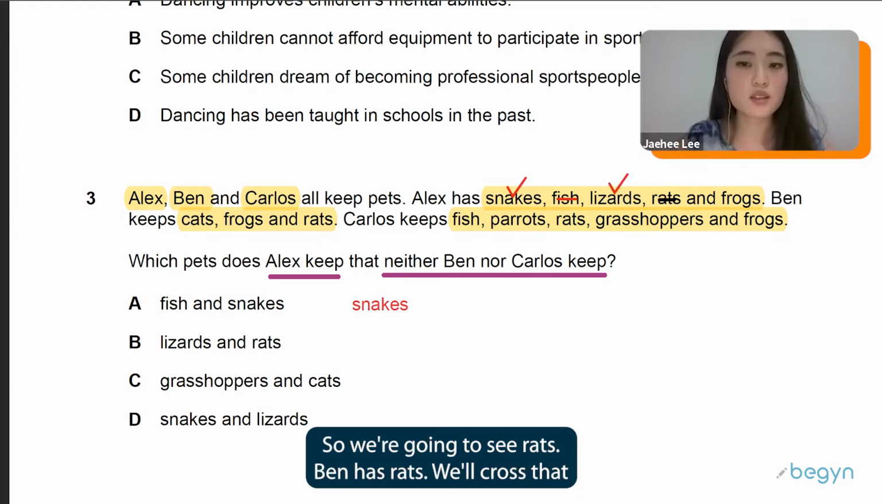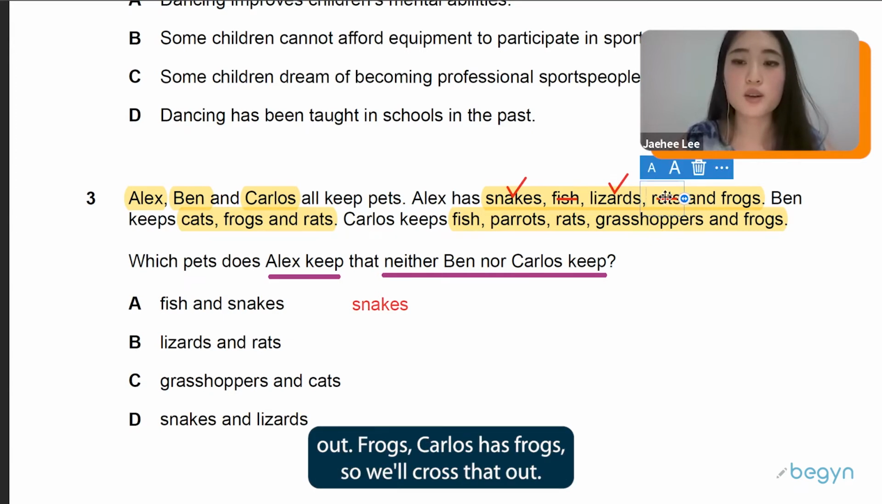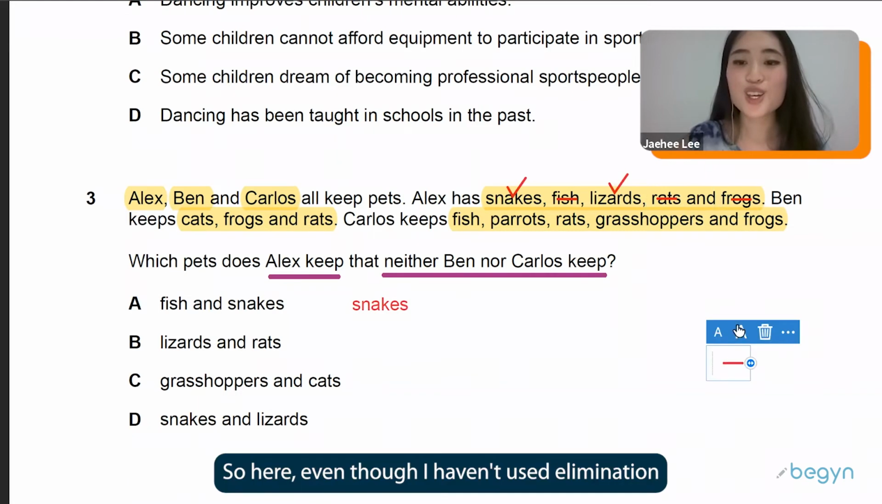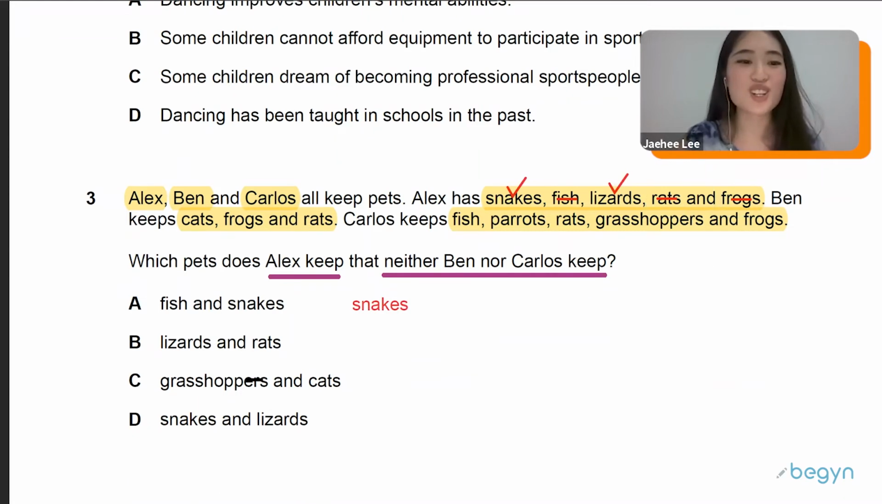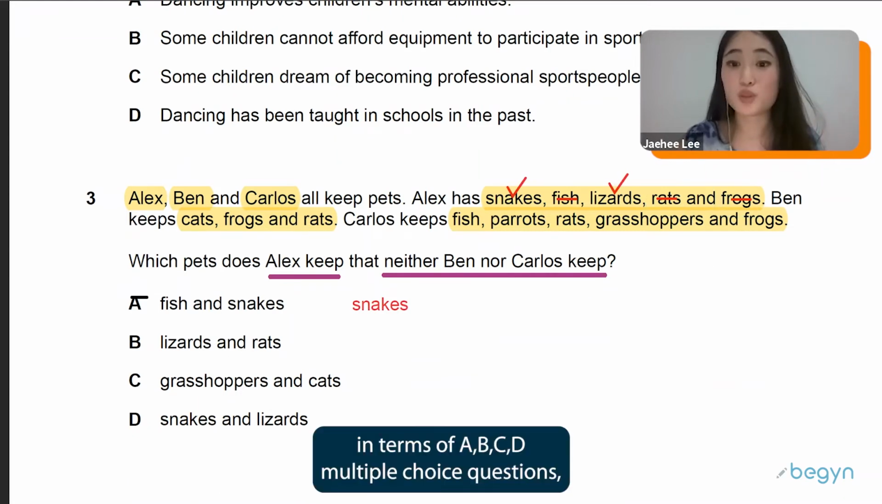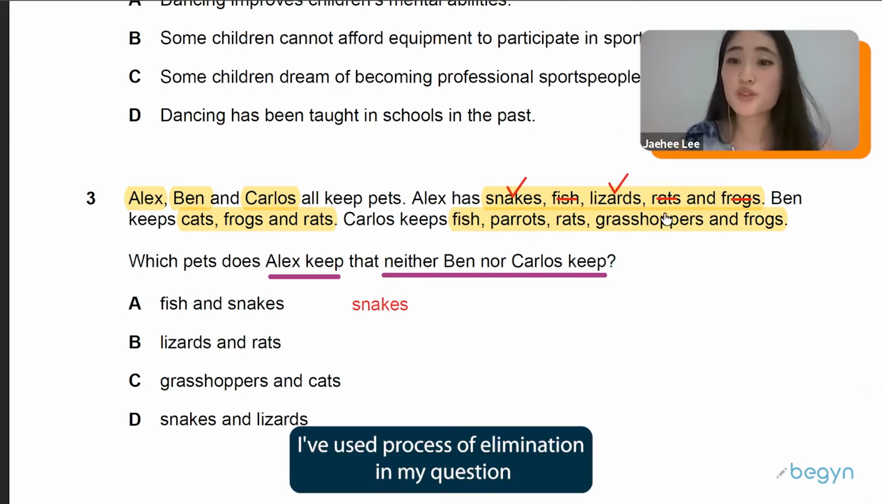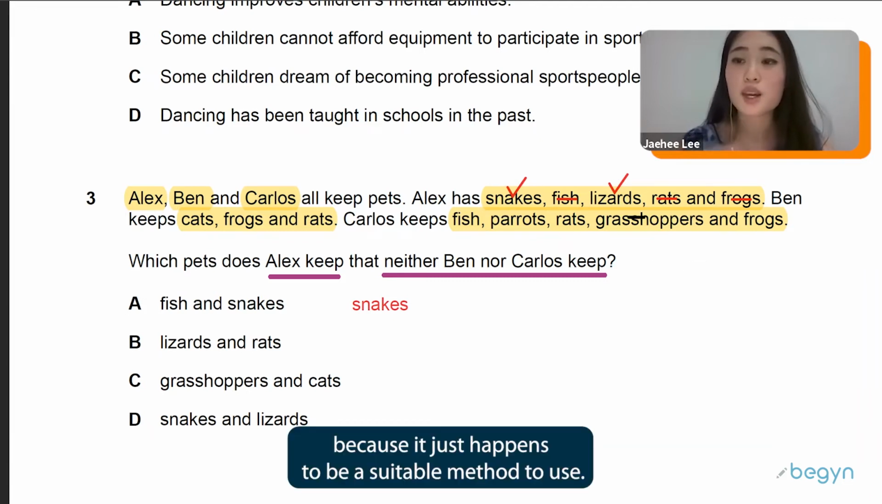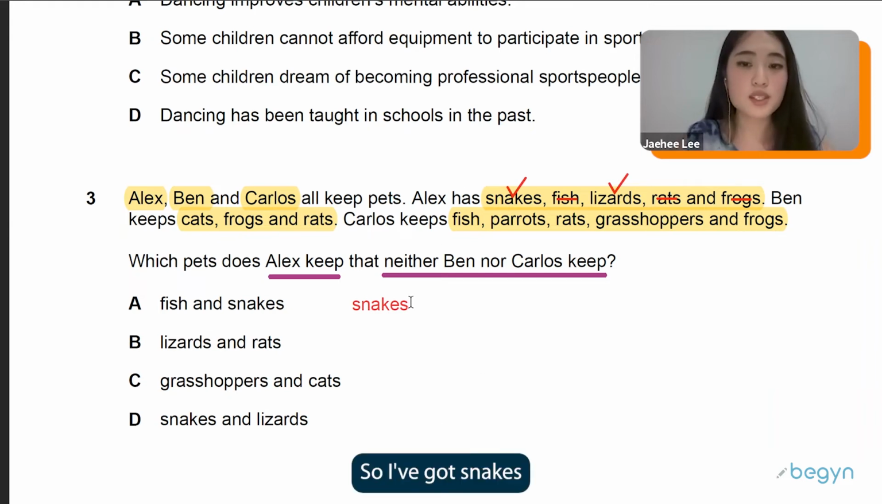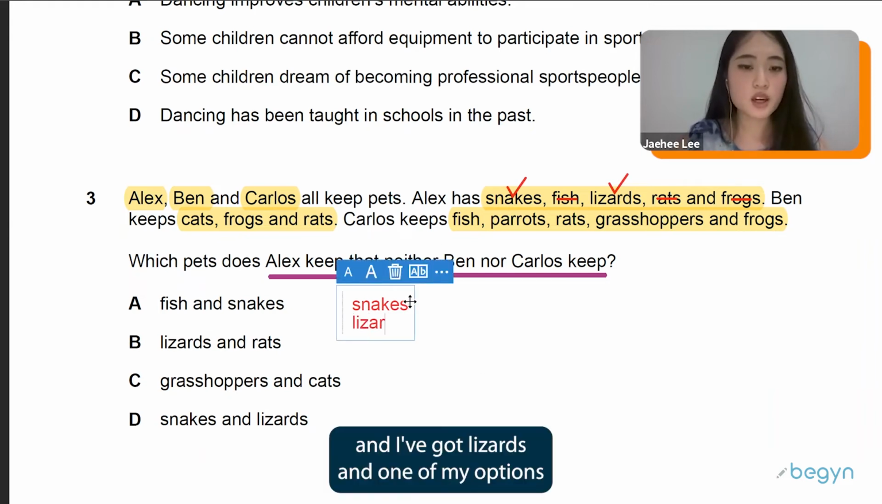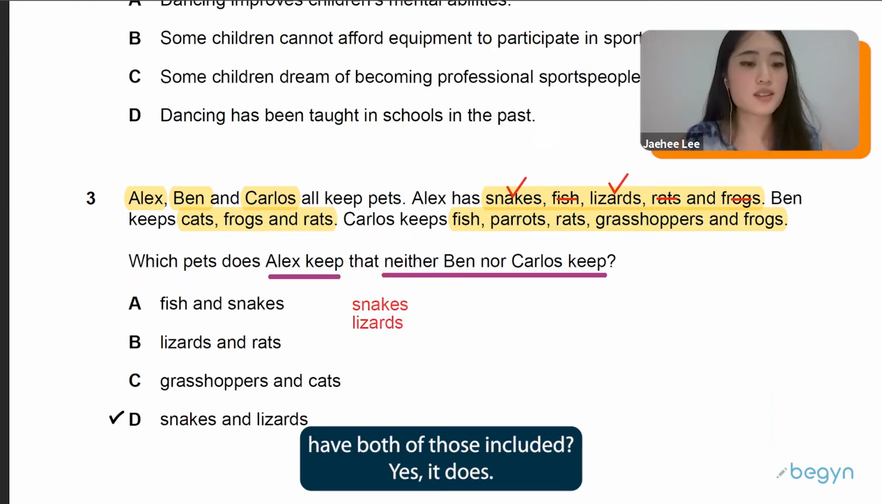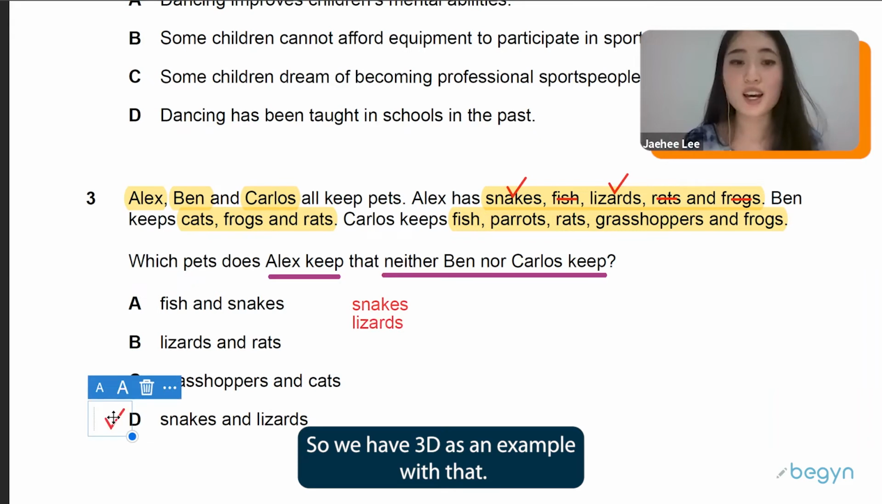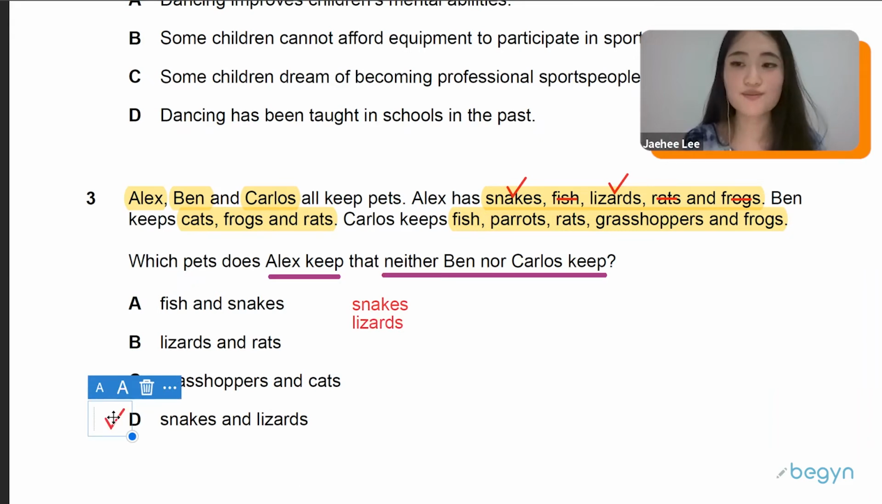So we'll go through rats. Ben has rats, so we'll cross that out. Frogs. Carlos has frogs, so we'll cross that out. So here, even though I haven't used elimination in terms of A, B, C, D multiple choice questions, I've used process of elimination in my question because it just happens to be a suitable method to use. So I've got snakes and I've got lizards. Does one of my options have both of those included? Yes, it does. So we have 3D as an example with that.